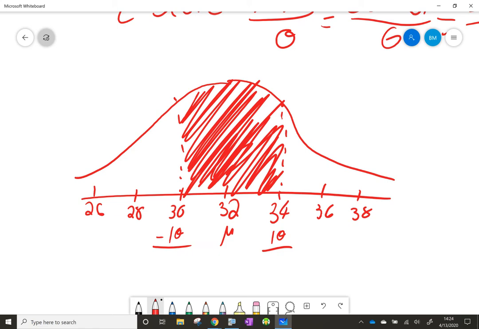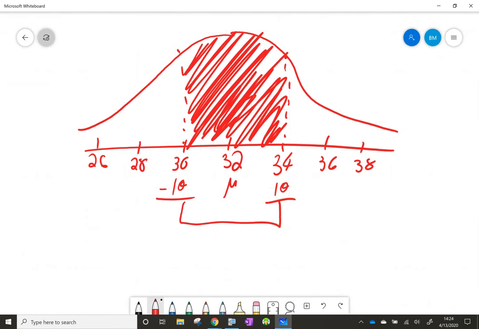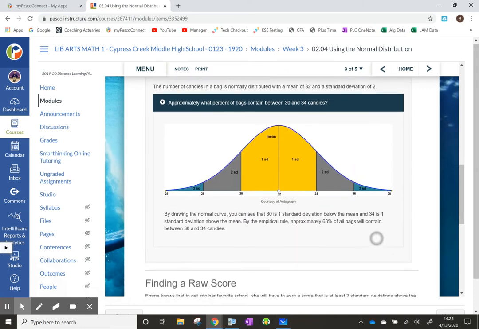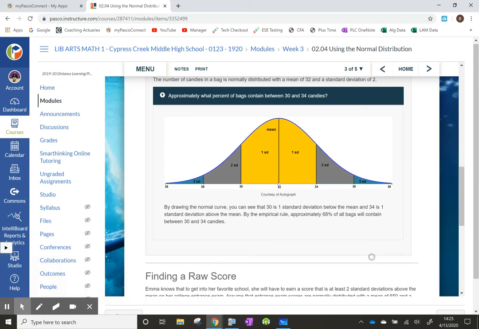Between 1 standard deviation from the mean, I already know, based on the fact that this is normal distribution, that this is going to be 68% probability. Because it's within 1 standard deviation. If it's within 1 standard deviation, it's 68% probability. And there it goes with that rule again.